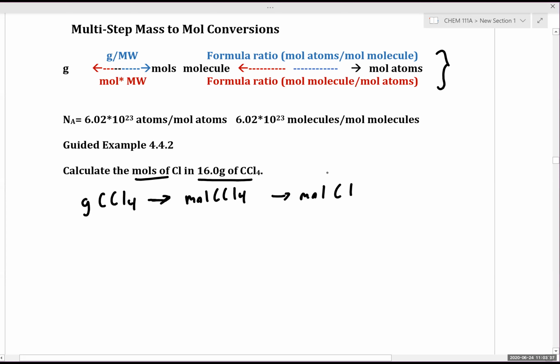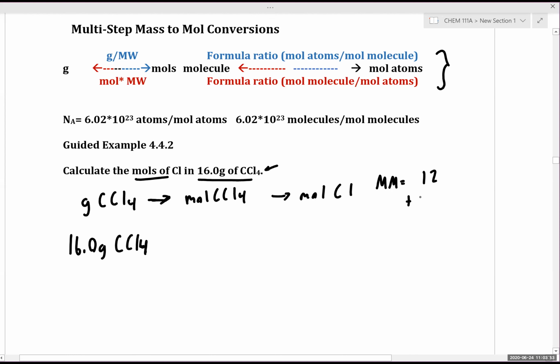Now, I'd say probably the best way to get really fast at solving these problems is to just focus on figuring out how to write these unit schemes. What do I have? What am I trying to get to? What units am I going through? Now, the reason why we're going to moles of carbon tetrachloride is that we can easily calculate it from the mass. And once we have the moles of carbon tetrachloride, we have the formula and we can use it to get the moles of chlorine. So then let's apply what we know. So we have 16.0 grams of carbon tetrachloride. And we're going to need to do a sidebar calculation for the molar mass.